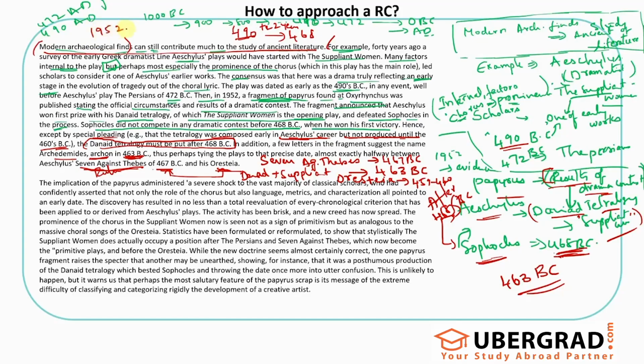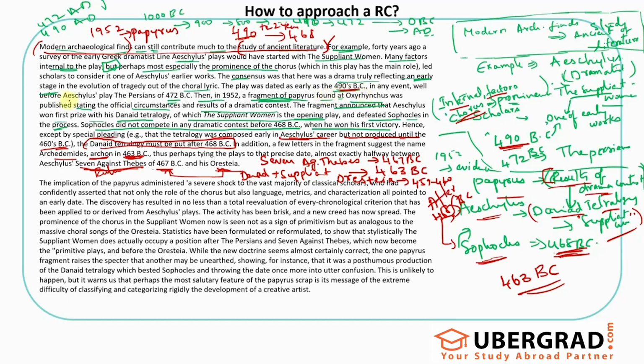We found something in 1952, a papyrus, that helped us understand ancient literature better, because until that point people were thinking that this play, the Suppliant Women, was dated somewhere in 490. How did they come to this conclusion? They came to the conclusion by looking at internal factors, and a major factor was the chorus. The prominence of the chorus was there, and also the lyrical structure of the chorus they analyzed was looking similar to the early stage in the evolution of tragedy out of the choral lyric. So based on these elements, they thought the play was dated as early as the 490s BC. That's the conclusion they came up with.